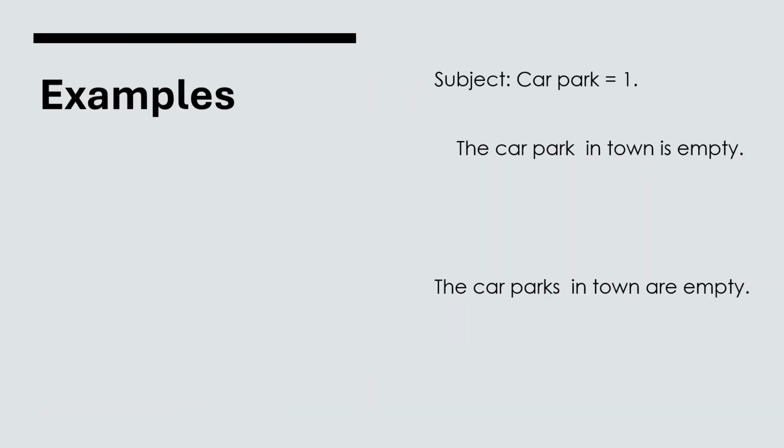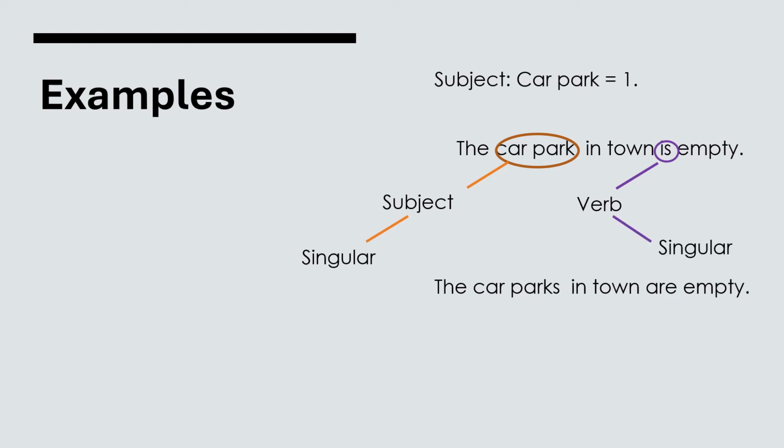So here's some examples. So the subject is car park, and car park is one. So our first example, the car park in town is empty. So car park and then is are the two words we want to focus on here. So car park is the subject, and it's a singular subject, which means that we need a singular verb there. Okay, we call this a helping verb that just helps the sentence make sense, and it helps secure that relationship. So it's a verb, and it too is singular.